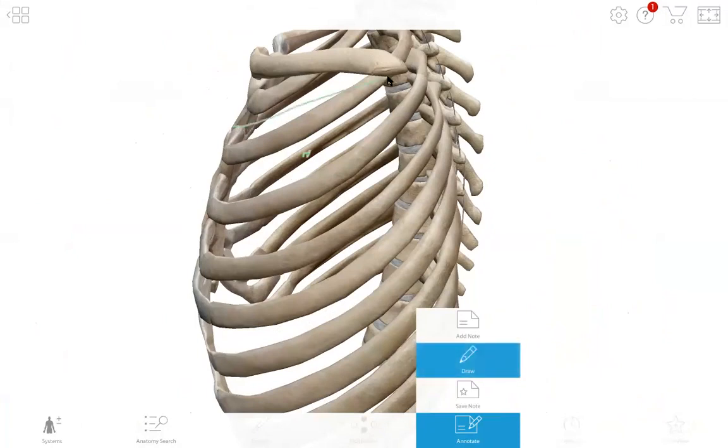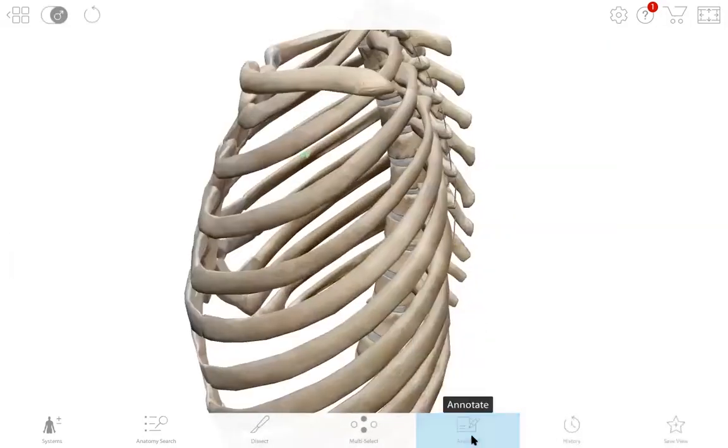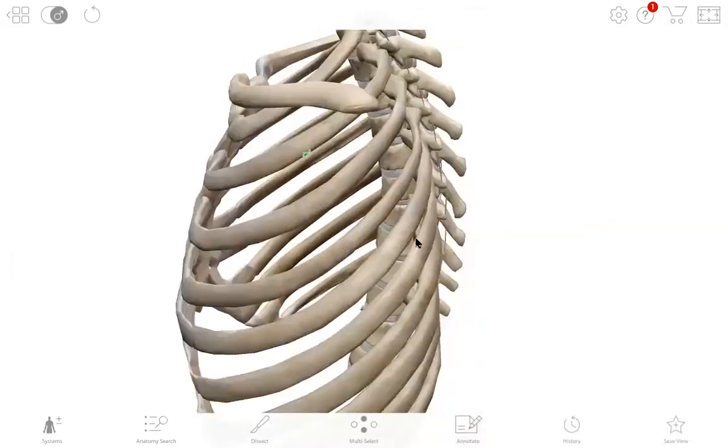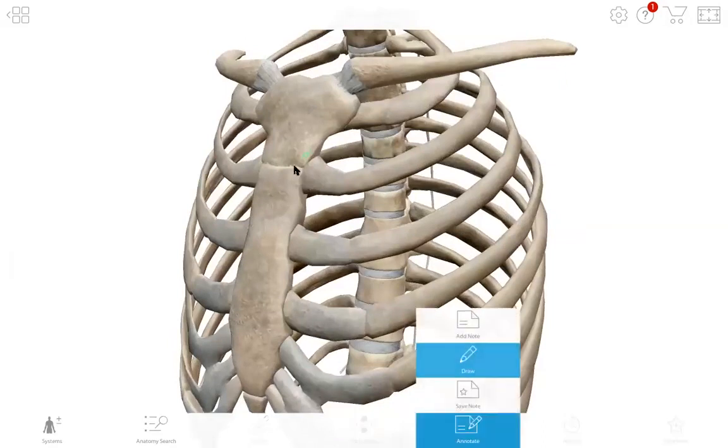be at the lower border of T4. It will divide this from here. If I draw it from this sternal angle backward, it will divide into two spaces. The upper space is called the superior mediastinum, and what lies below is called the inferior mediastinum.